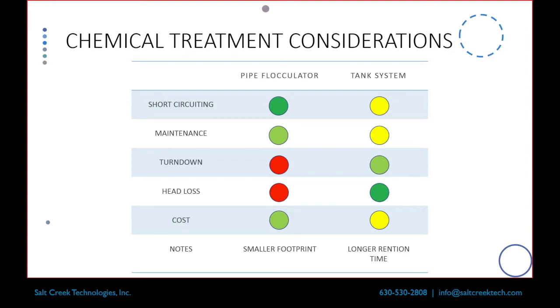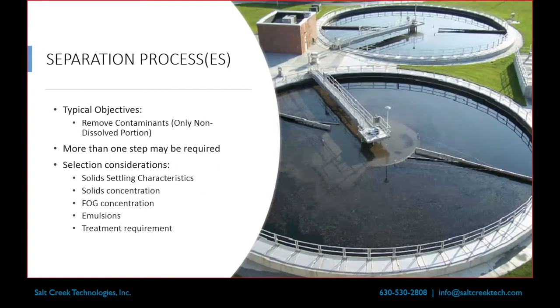So yeah, footprint is probably the last thing that I didn't really mention, but pipe flocculators a lot of times have a lot smaller footprints. You can do it in a lot smaller areas. So that's another reason why food plants a lot of times have it, because they just don't have space to deal with it. So before I go to that, any questions on screens or chemical treatment systems?